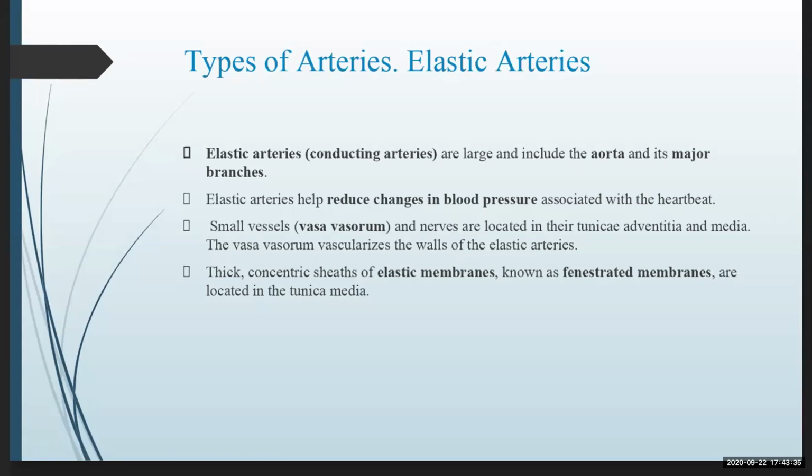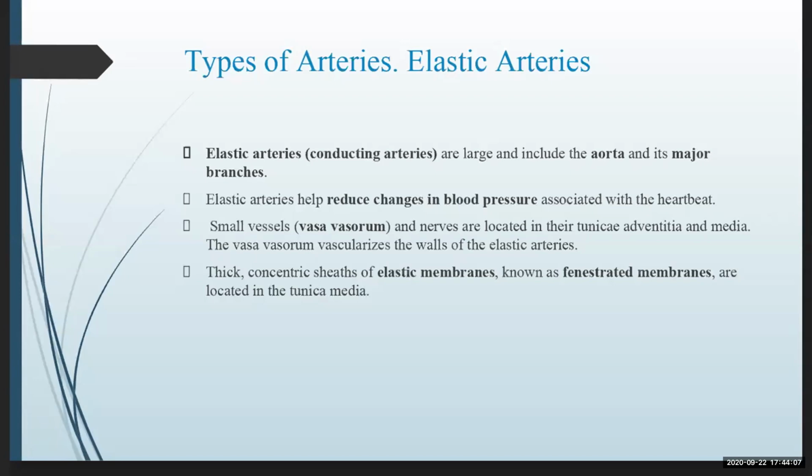So these elastic arteries help reduce change in blood pressure. This is very important. So this is their function. And in elastic arteries we have vasa vasorum. Maybe some student is sitting and thinking, what is vasa vasorum? So vasa vasorum are very, very small vessels, and their function is very, very important.